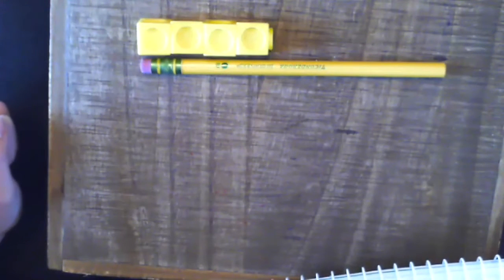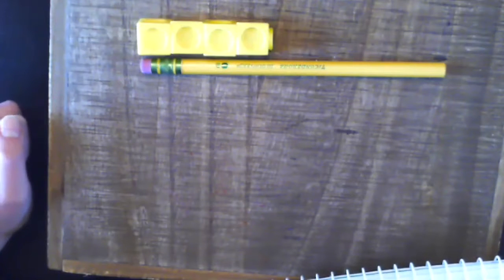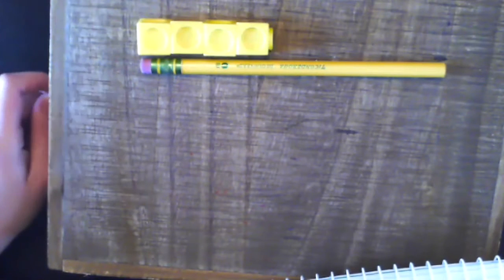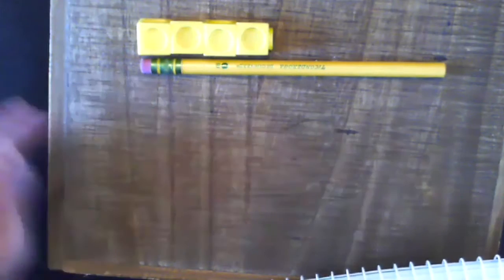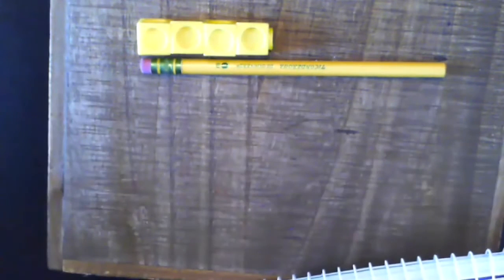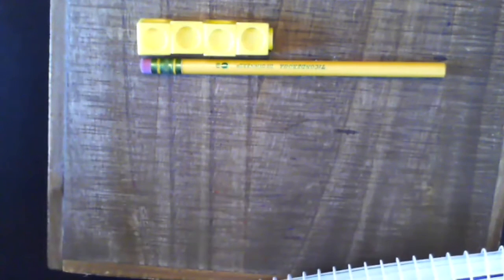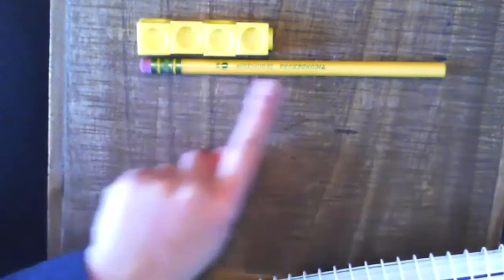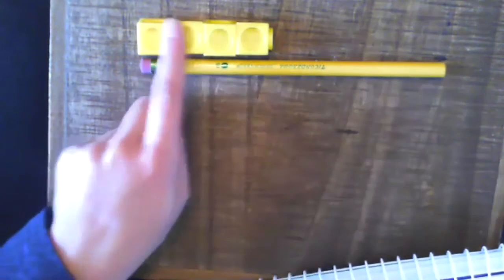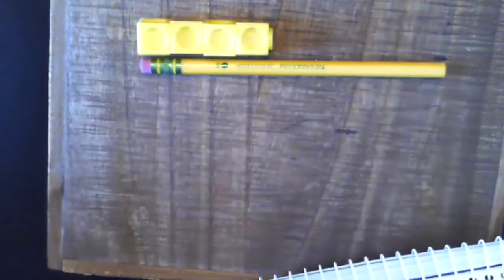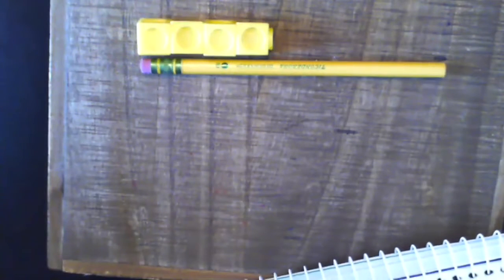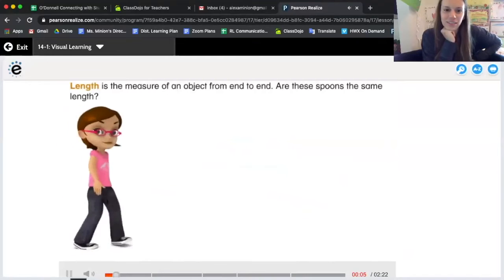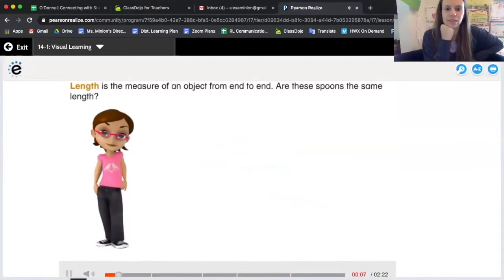Which one is longer? Which one is bigger? That's right, the pencil is longer. We know because the pencil sticks out further than the cube train. Let's try another one, but this time we're going to look at a picture. Ready? Length is the measure of an object from end to end.